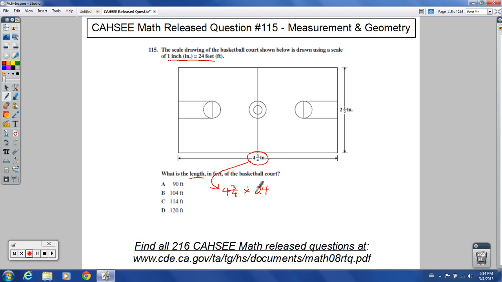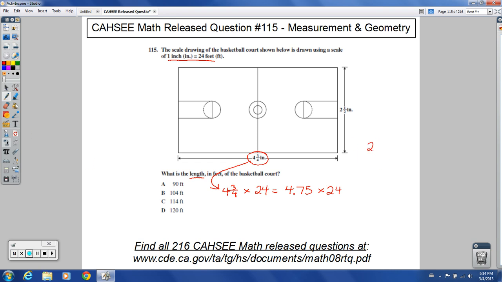Now that's kind of messy to do, so I think this is going to be a little bit easier. We could change this to an improper fraction: 4 times 4 would be 16, 16 plus 3 would be 19. So you could multiply 19 fourths times 24, or you could make this a decimal. 3/4 is the same as 0.75, so 4.75 times 24. Let's do that off to the side here.